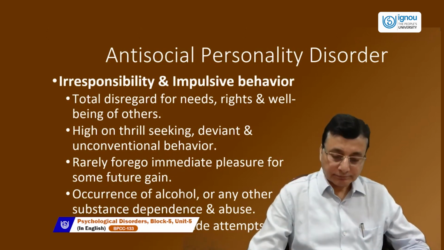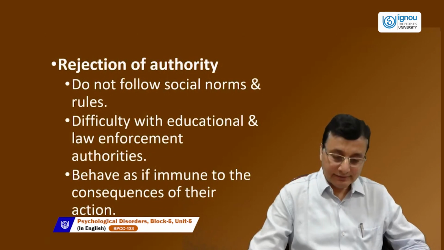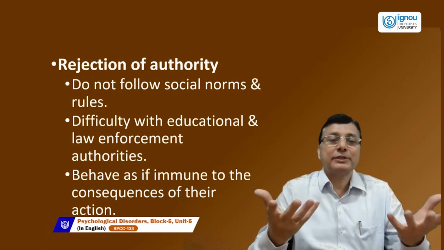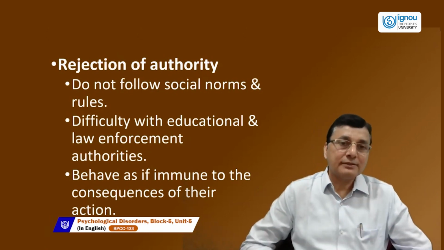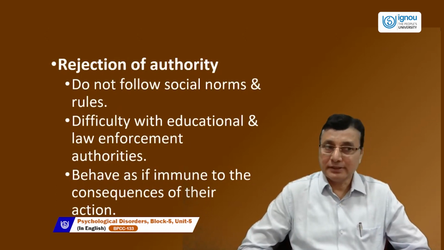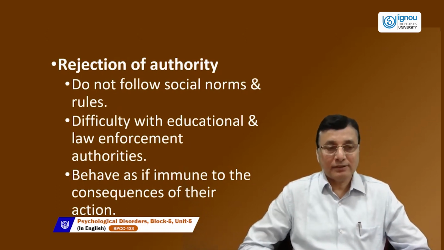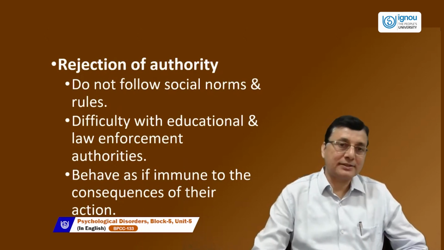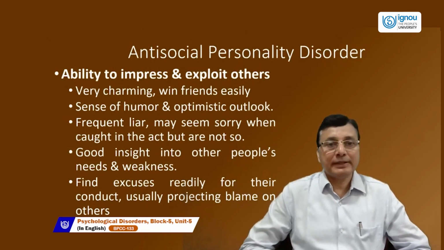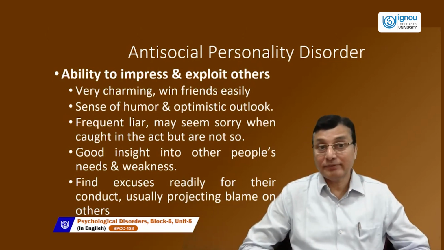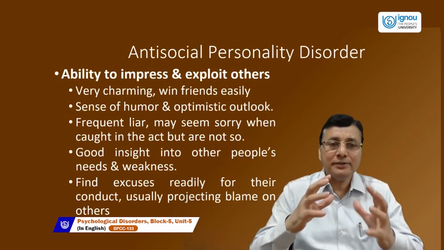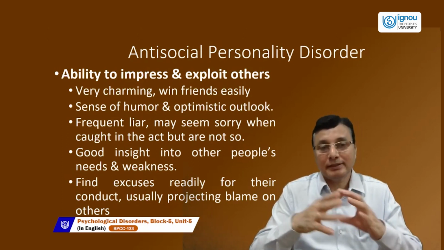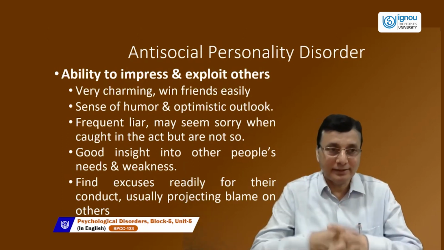So basically, the feature is that they say, why should we follow the social norms that society has given us. So, rejection of authority, do not follow social norms and rules. Difficulty with educational and law enforcement authorities, behave as if immune to the consequences of their actions. Ability to impress and exploit others, very charming, win friends very easily. They do not find any difficulty in establishing relationships, but it's very, very hard for them to maintain their relationships. They do not think about maintaining relationships.